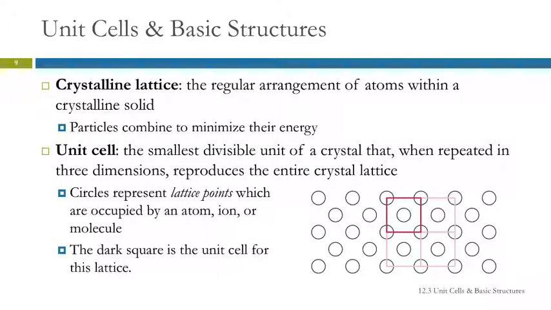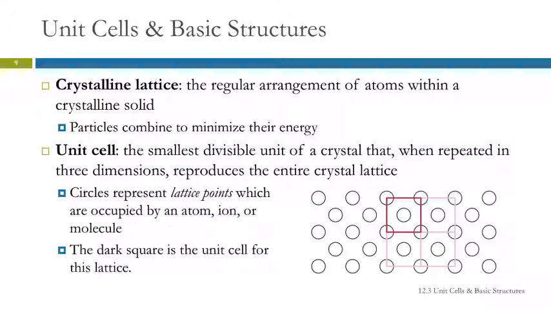We talked about X-ray crystallography, which is one of the main techniques that we use to figure out what the crystalline lattice is of a solid. And so now we're going to look at what sorts of different crystalline lattices are possible. By crystalline lattice, we mean the arrangement of atoms within a crystalline solid. These are regular. They're going to have repeating patterns in 3 dimensions.